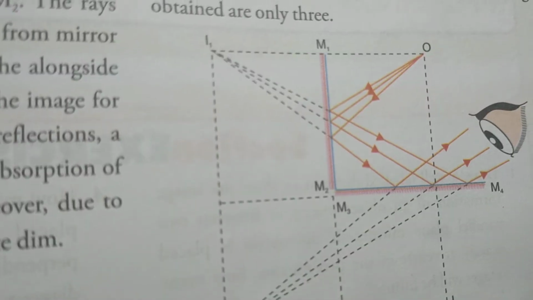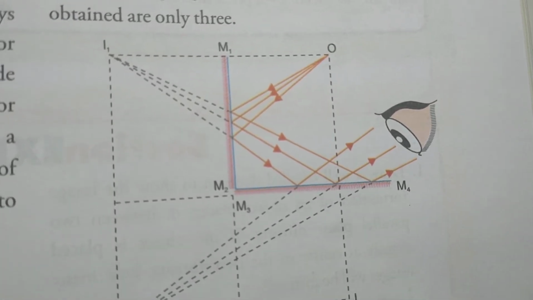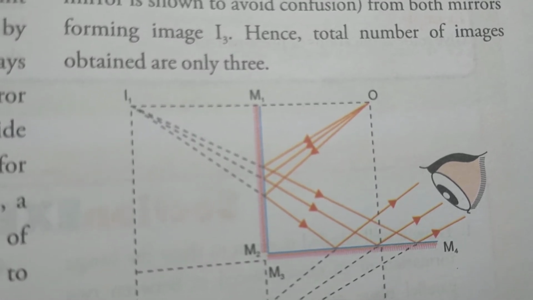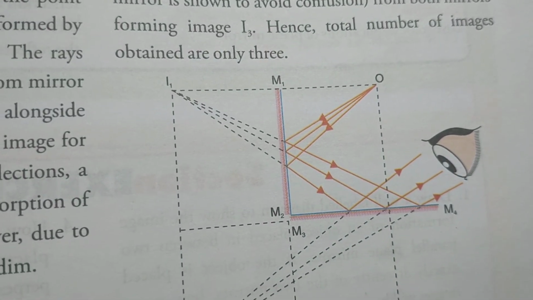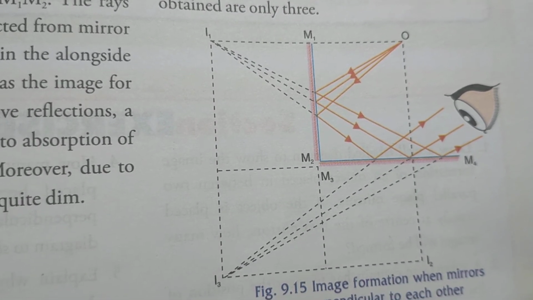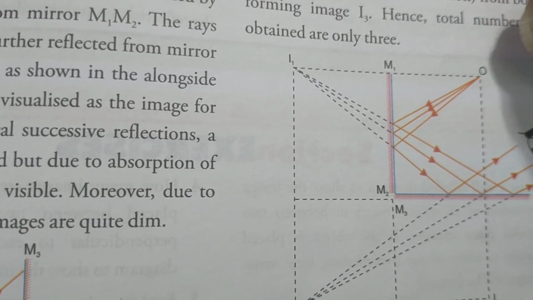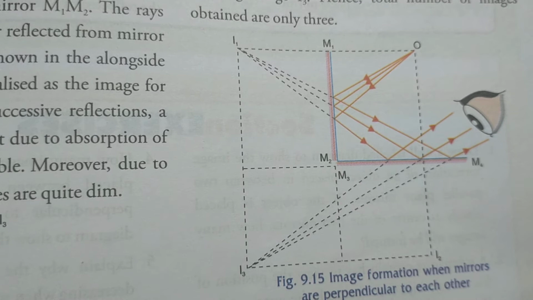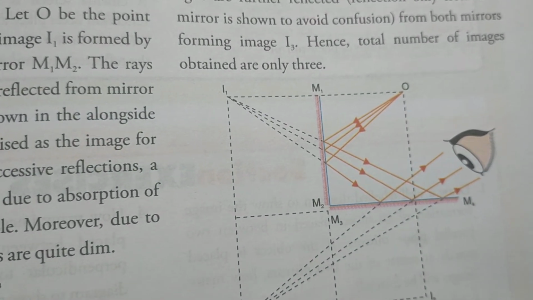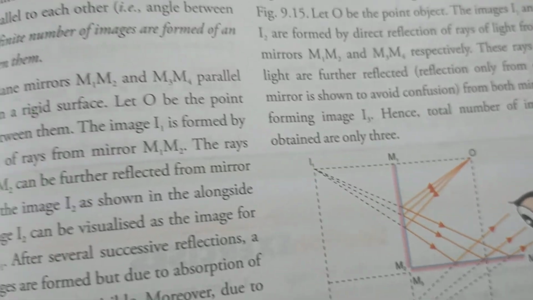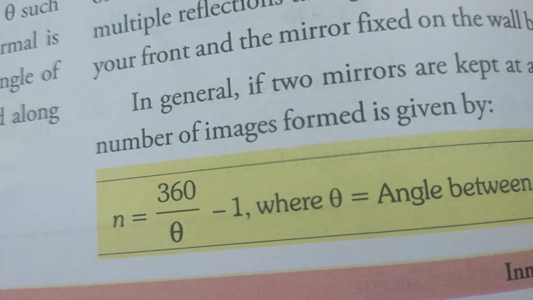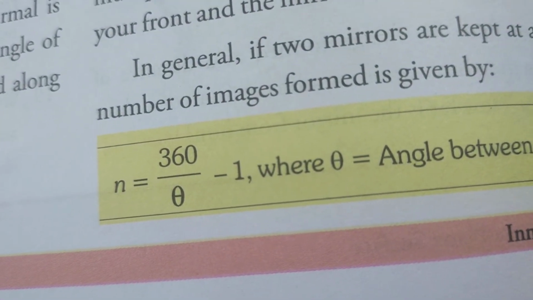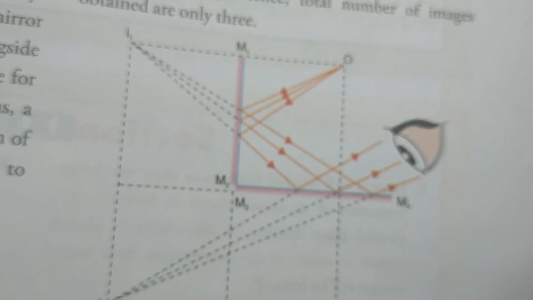But when the mirrors are kept at 90 degrees to each other, that is M1 and M2, these two mirrors are perpendicular to each other, so it can be seen that three images can be formed, right? One image is formed at O, one at I1 and one at I2. So three images will be formed. Let's check by the formula: in place of theta I place 90 degrees, so 360 by 90 gives 4, 4 minus 1 is 3, so 3 images will be formed. That is clear from the diagram also. Therefore this formula is correct, right?